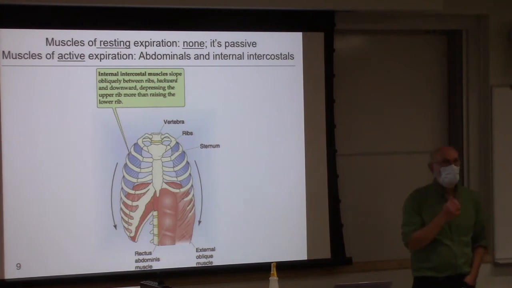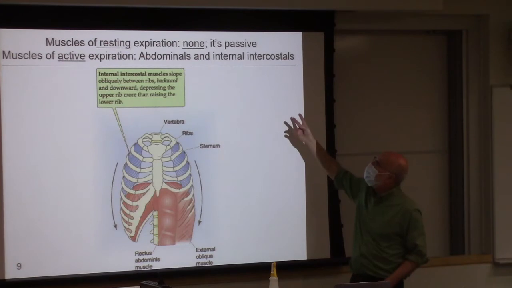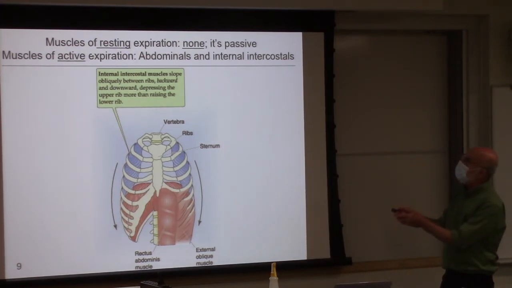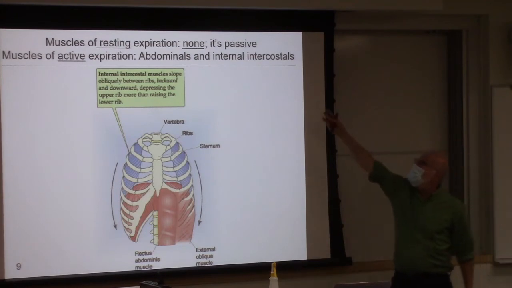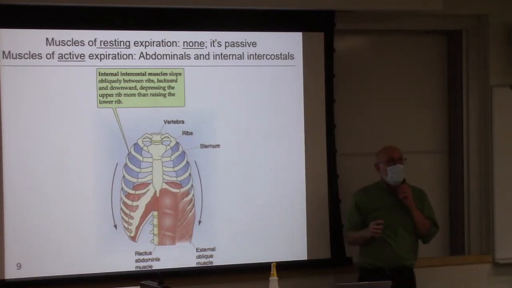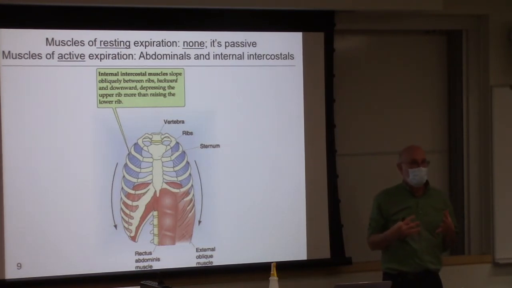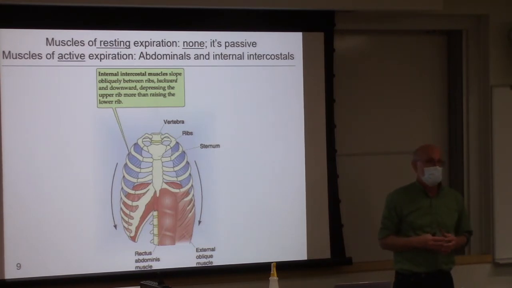What happens when you're forcing breath out? That's a forced expiration. For an active or forced expiration, you use your rectus abdominals. You push with your abdomen, and you use your internal intercostals. So whether you are aware or unaware, if you are forcing air out, you're recruiting these muscles for a forced expiration.